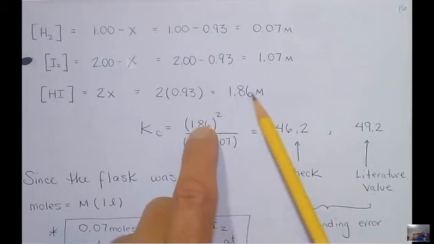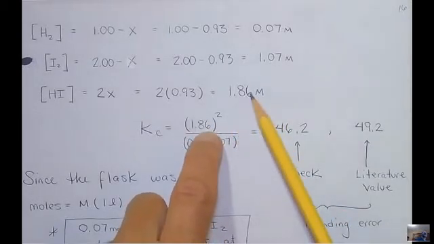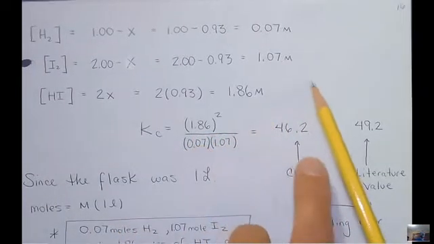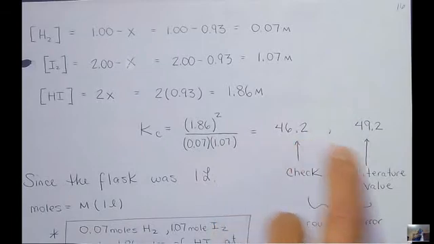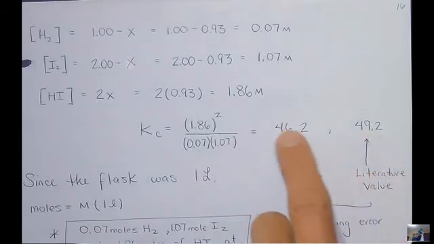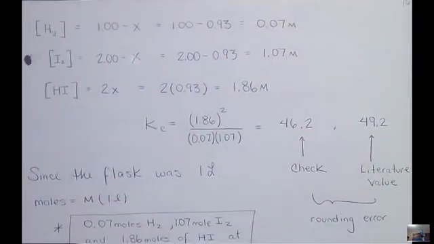If I take my answers and plug them back into the equilibrium constant expression, it should be the product squared divided by the 2 reactants. So I put all that stuff in, I get 46.2. We started with 49.2. What's the difference? That's just a rounding error, so don't worry about it, okay?